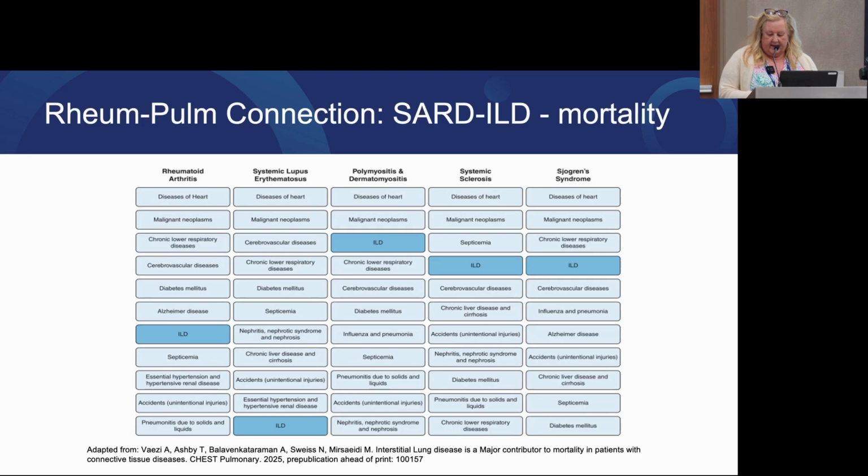And really, the importance of this session today, and there's a lot on this slide, is for us to see what our rheum-pulmonary connection is with regards to mortality. As Corinne had said, time is long, and we can see with our disease states, whether it's rheumatoid arthritis, lupus, polymyositis, dermatomyositis, systemic sclerosis, Sjögren syndrome, where ILD will fit in there as well.